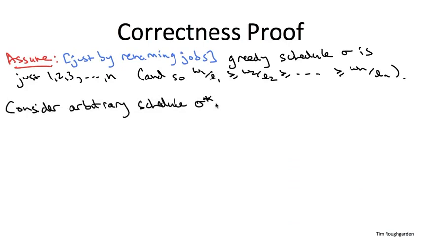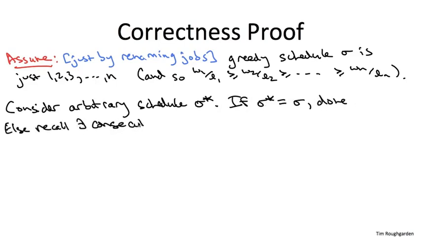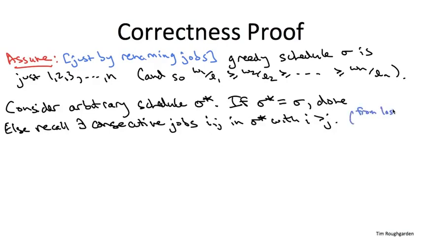So fix any such schedule sigma star. Obviously, if sigma star is sigma, then they're the same. They're just as good as each other, so there's nothing to do. Now, if sigma star is not the same thing as sigma, if it's not just the sequence 1, 2, 3, all the way up to n, we're going to reuse a key observation from our previous proof. Namely, any schedule other than just 1 through n has to contain in it a consecutive pair of jobs, i and j, where j is executed immediately after i, where i has the higher index.